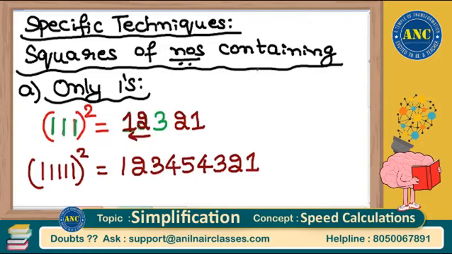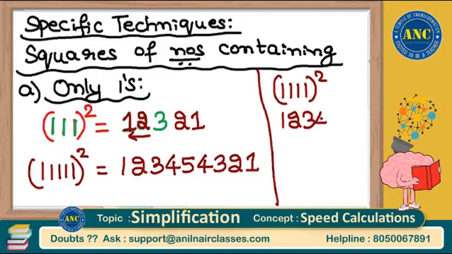Suppose for example, I have 4 ones. Tell me the answer, sir. 4 ones. Write down from 1 to 4, then come back to 1. These are the specific techniques which we are discussing as of now for only ones: squares of numbers containing only ones.